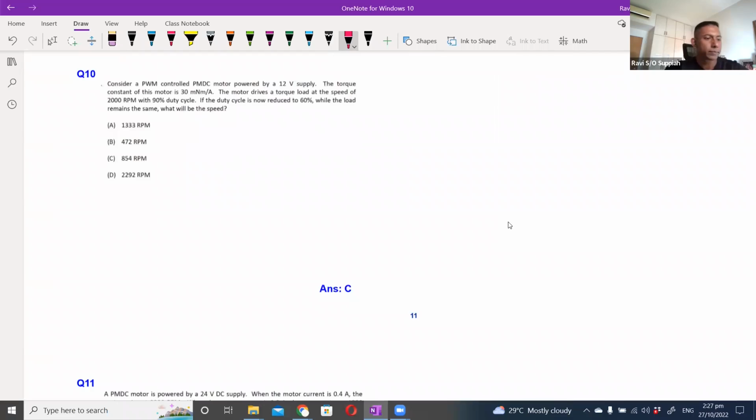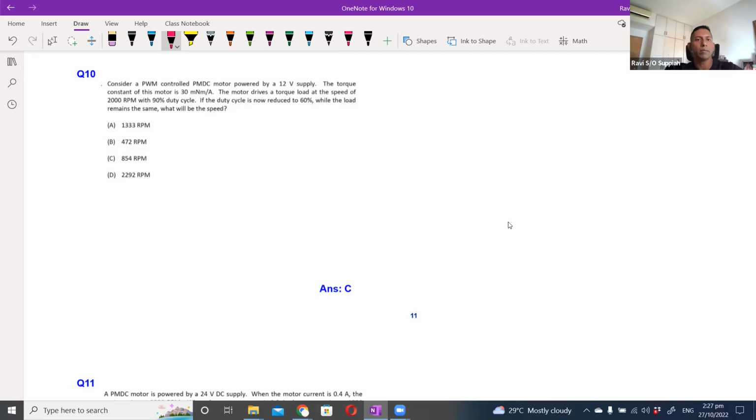Question 10. In question 10, we are given a PWM control motor powered by a 12 volt supply. The torque is 30 milli. The motor drives a load at a speed of 2000 RPM at 90% duty cycle. Now the duty cycle is 60%. While the load remains the same, what will be the speed?